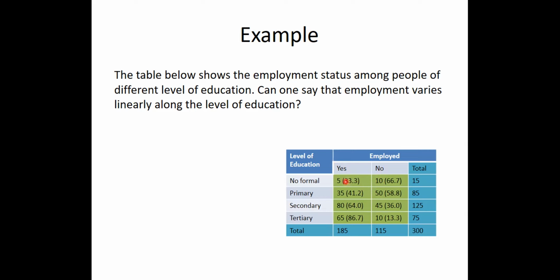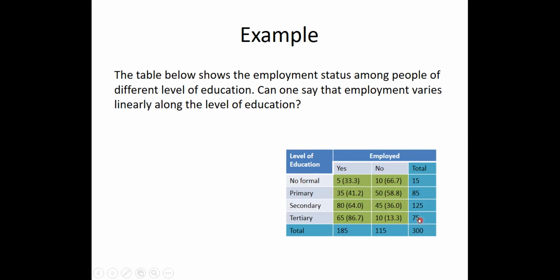You'll be able to see the percentage. You can see the total now. For no formal, 5 employed, 10 non-employed, the total is 15. For primary education, 35 employed, 50 non-employed, the total is 85. Secondary, 80 employed, 45 non-employed, total is 125. Tertiary, 65 employed, 10 non-employed, the total is 75.